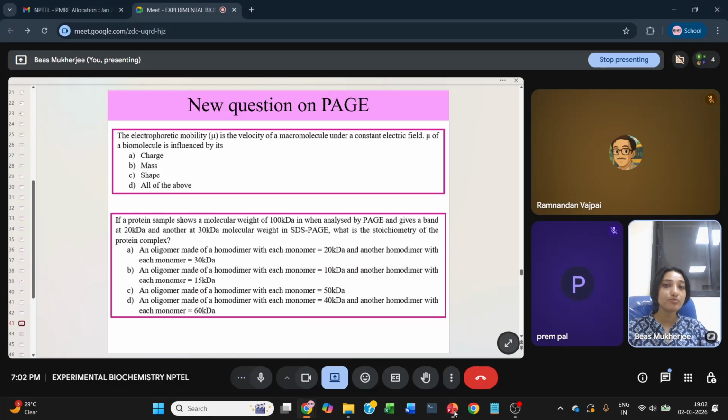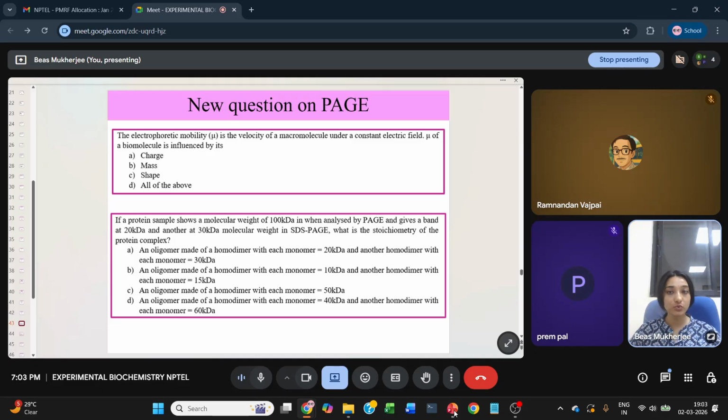The electrophoretic mobility is the velocity of a macromolecule under a constant electric field. So mu is equal to V divided by E, that is velocity by electric field, right? And mu is influenced by what? Charge, mass, shape, all of the above. D, all of the above, right? So now there is an interesting question. So this kind of question you will expect in your exams, okay?